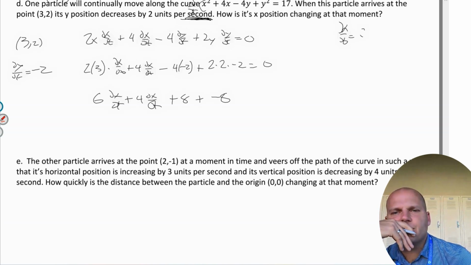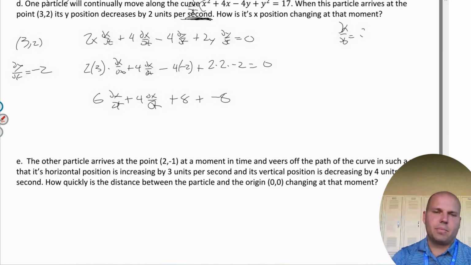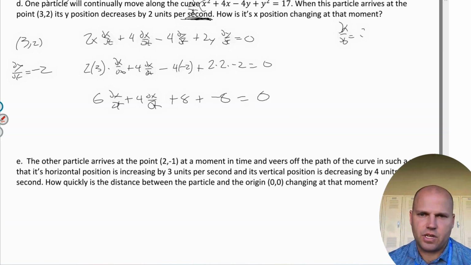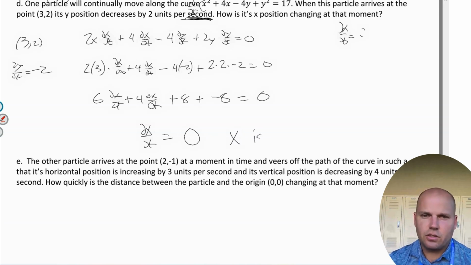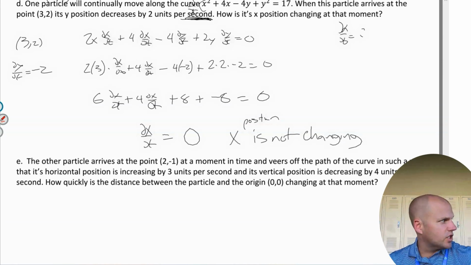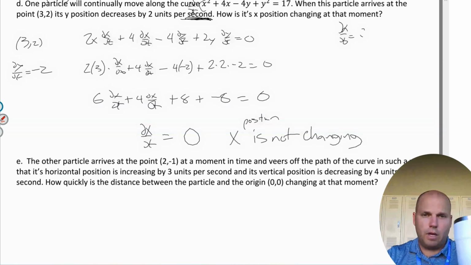Yeah. I mean, but that's fine. It's good to get an answer like this sometimes, where we'll get dx dt has to equal 0. How is this x position changing at the moment? X is not changing. The rate of change is 0. So, I mean, great answer.